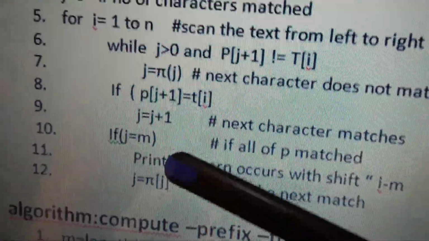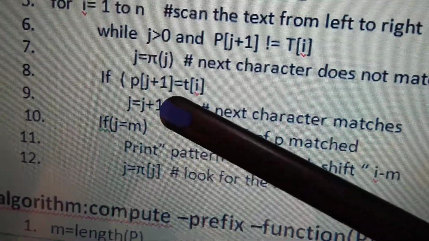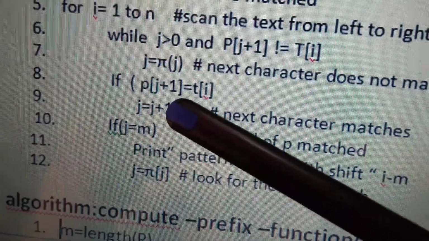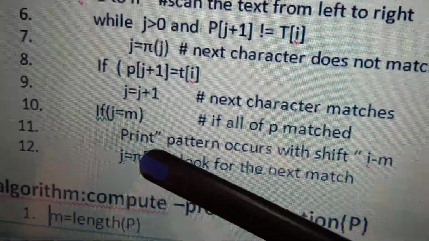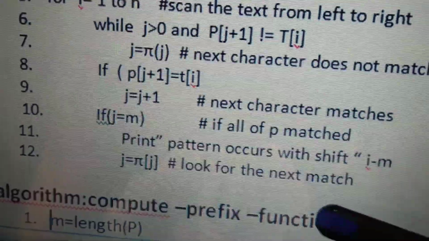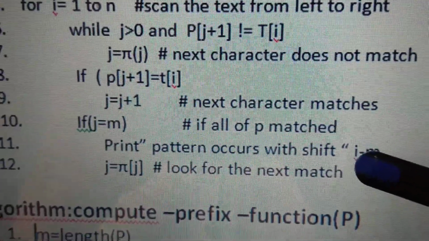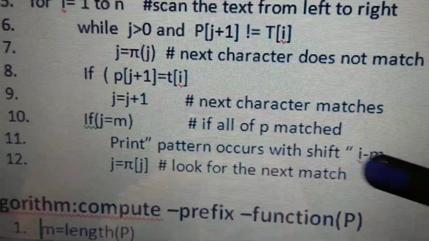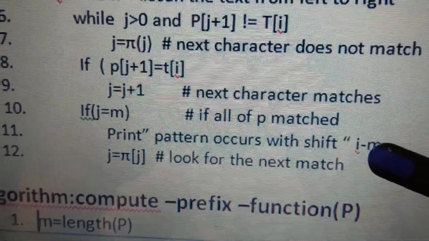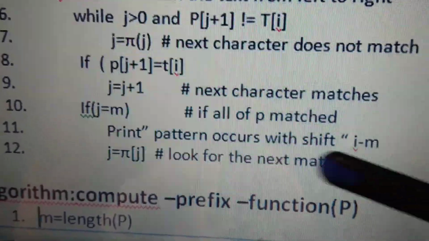If j equal to m, it means for all the characters in the pattern we get the match. That means the pattern occurs at shift i minus m. So the shift value will be i minus m. Already we know the number of shifts required.